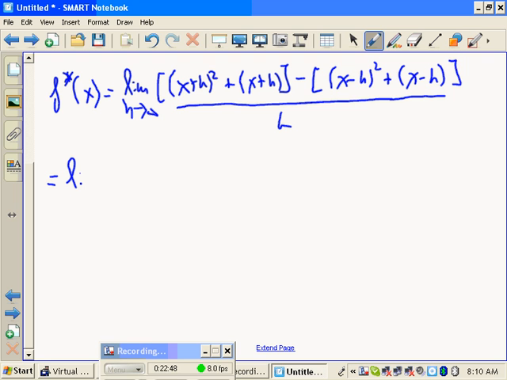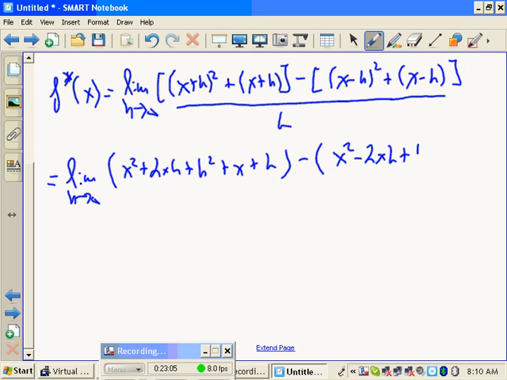Well, let's see. Limit as h goes to 0 of x squared plus 2xh plus h squared plus x plus h. Did I do that right? Okay, quantity minus x squared minus 2xh plus h squared plus x minus h. Is that right? Sure, whatever. Wait, no. No? Why? Minus x plus h.